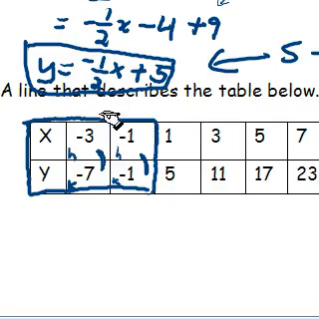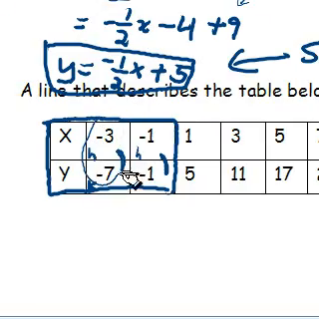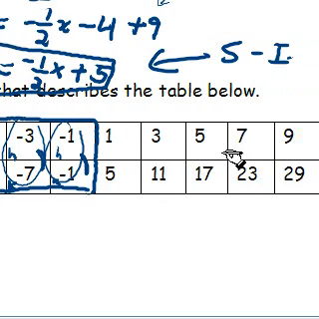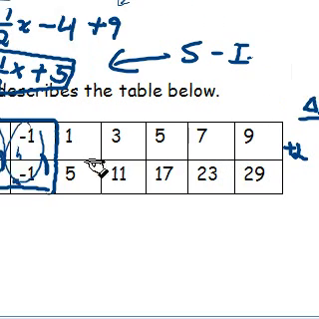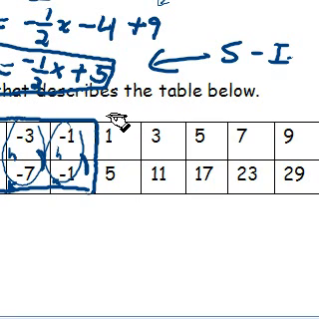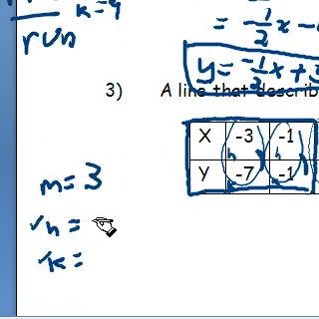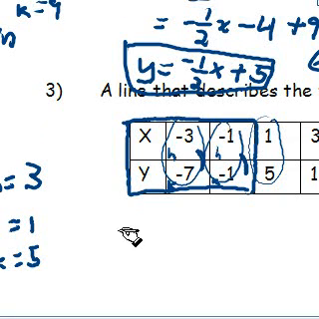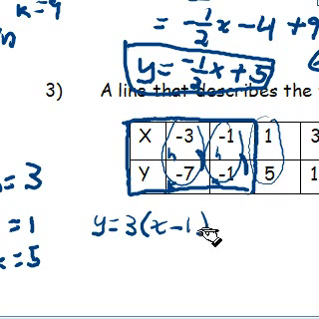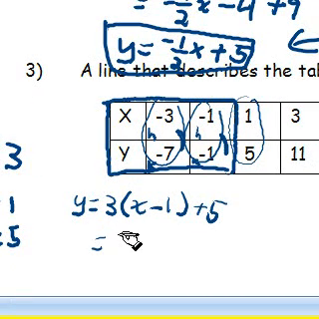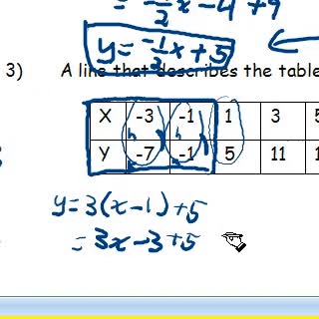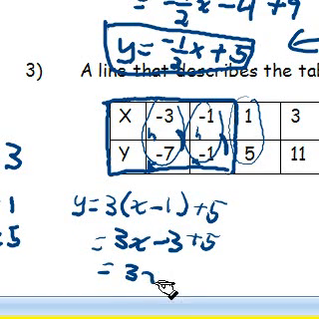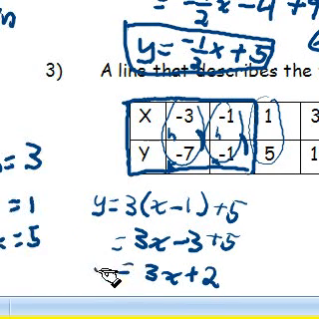We have 2 ordered pairs here we can work with, and we can work with any of them. For simplicity's sake, I'm going to work with 1 and 5. So h will be 1, k will be 5. And from here we plug and chug. Y equals 3 times the quantity x minus 1 plus 5. Distribute the 3. 3 times x is 3x. 3 times -1 is -3 plus 5. Add like terms: 3x plus 2 equals y.